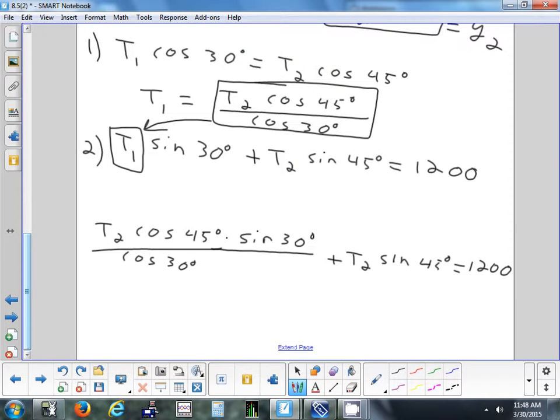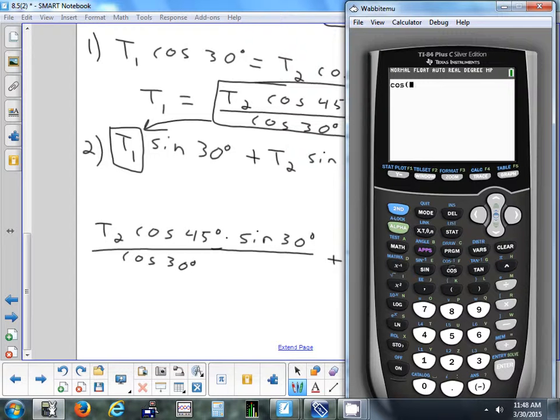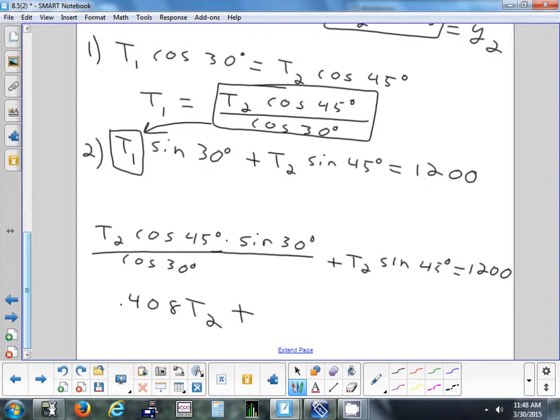Cosine 45 times sine 30 divided by cosine 30. Okay, we're going to get just a decimal. Times sine 30 divided by cosine 30. That order that I just typed it in, that's perfectly fine. If you want to type it in differently, as long as you get that, then you're fine. Okay, 0.408. I put the 0.408 in front because usually when we have a number and a variable, the coefficient goes in front. Sine of 45 is 0.707.